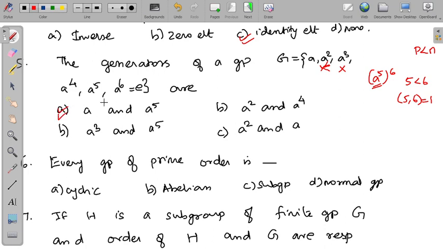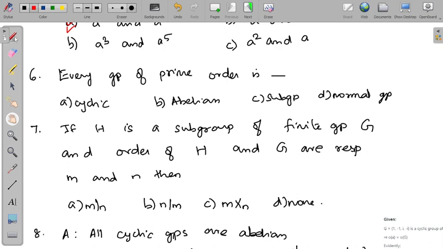You can check with the remaining generators. So these two generators we checked, and as such you have to check the remaining. So here A and a power 5 are the generators. And the sixth one, every group of prime order is cyclic.